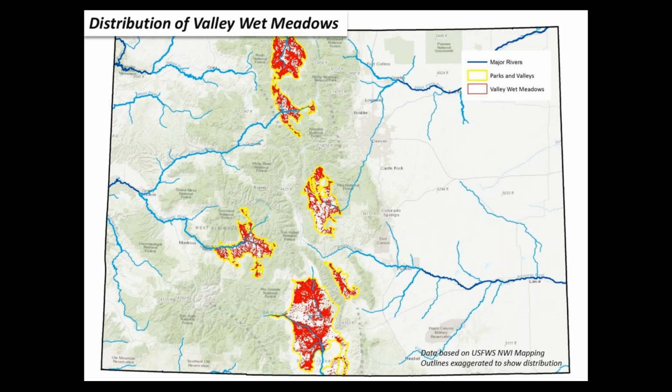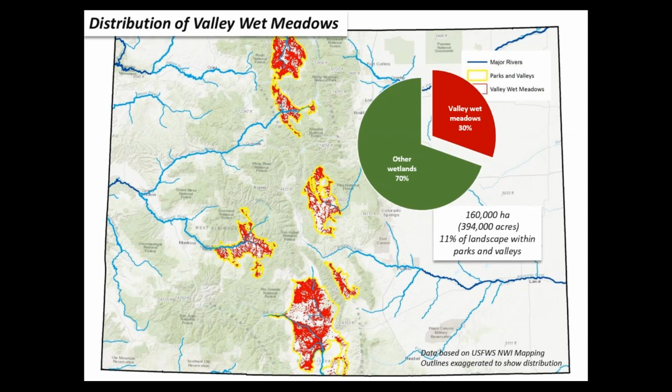In total, there are over 160,000 hectares, or nearly 400,000 acres, of herbaceous wetlands mapped within the parks and valleys. For the purpose of this slide, I've grouped all herbaceous wetlands into wet meadows, though there is more diversity of types, like the extreme rich fens I just described in South Park. But for the most part, acre for acre, the majority are wet meadows, seasonal wetlands. These herbaceous acres represent nearly a third of all of Colorado's mapped wetlands.